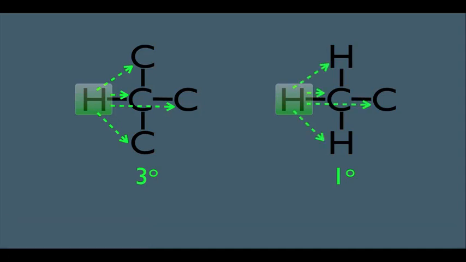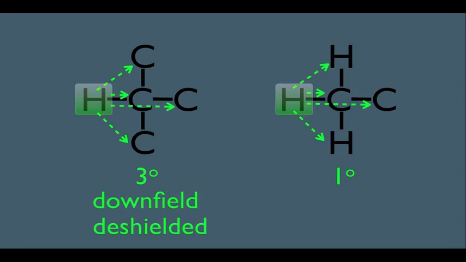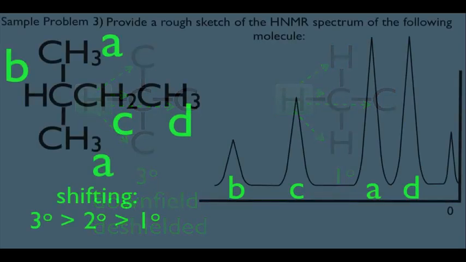Since the tertiary hydrogen is surrounded by more carbons, and remember carbons being slightly more electronegative than hydrogen, that's why the tertiary hydrogen will be more deshielded than the primary hydrogen, and will therefore peak more downfield. So this is why we observe this particular trend right here. In fact, let me share with you the actual ppms.